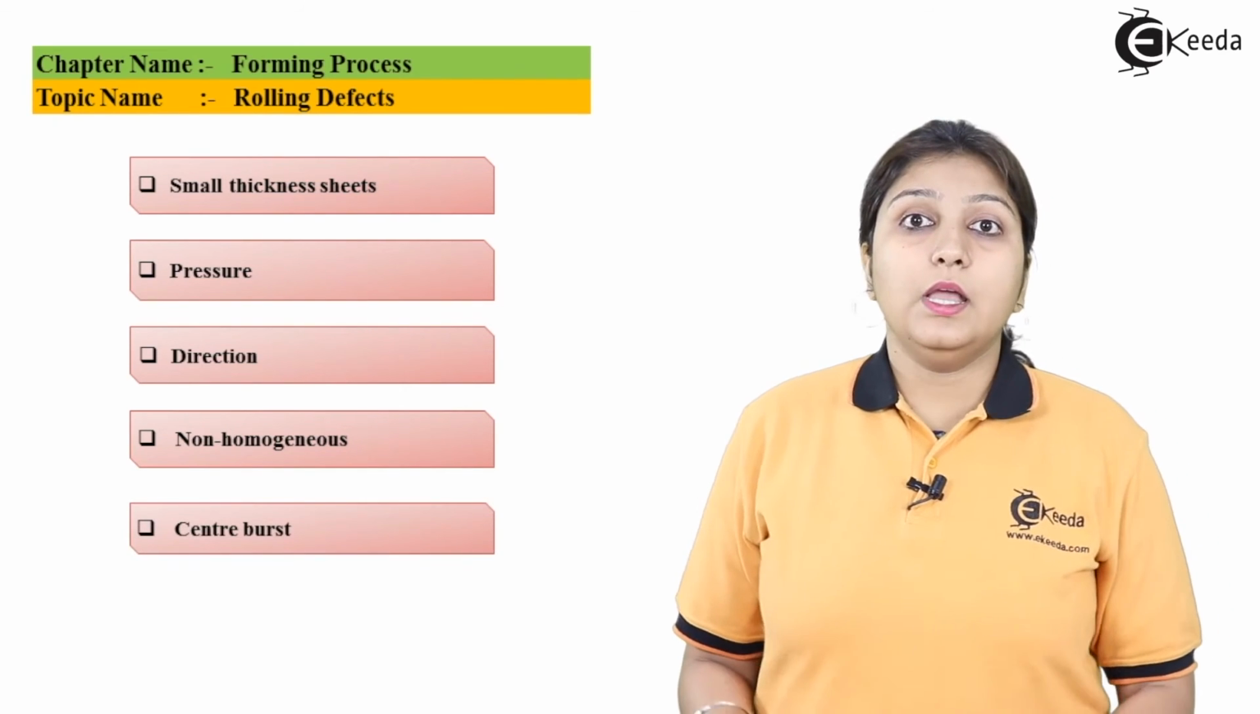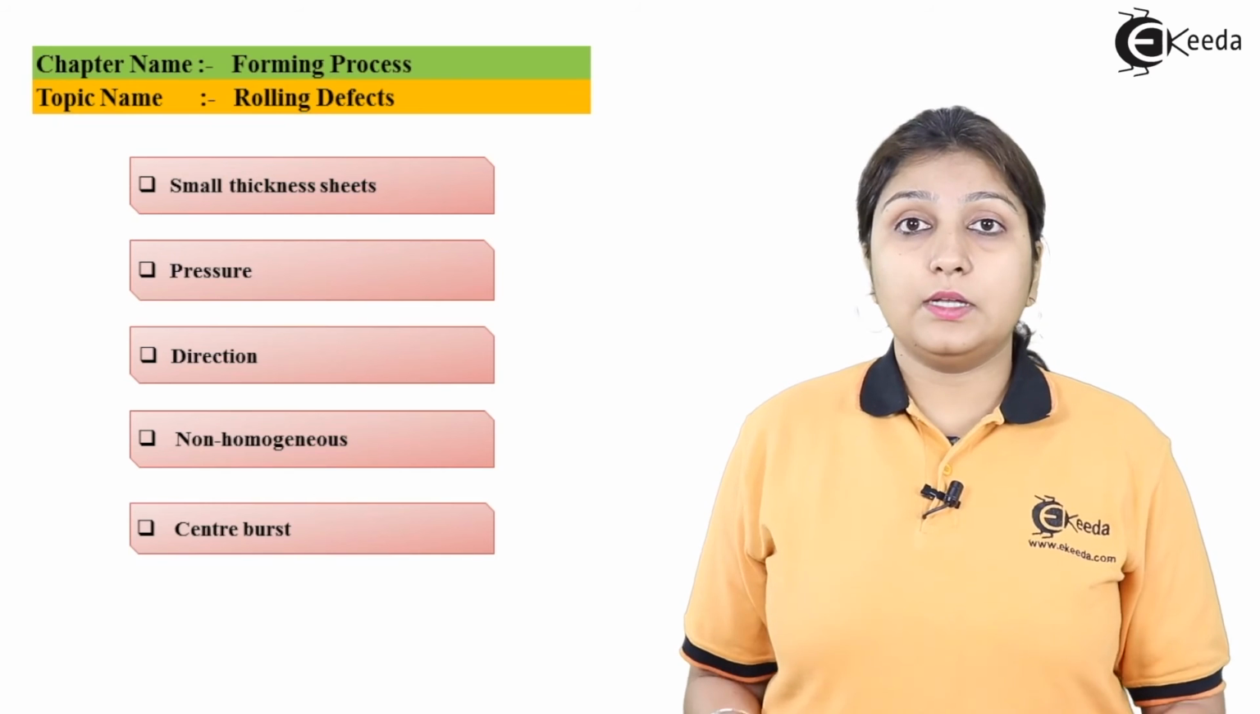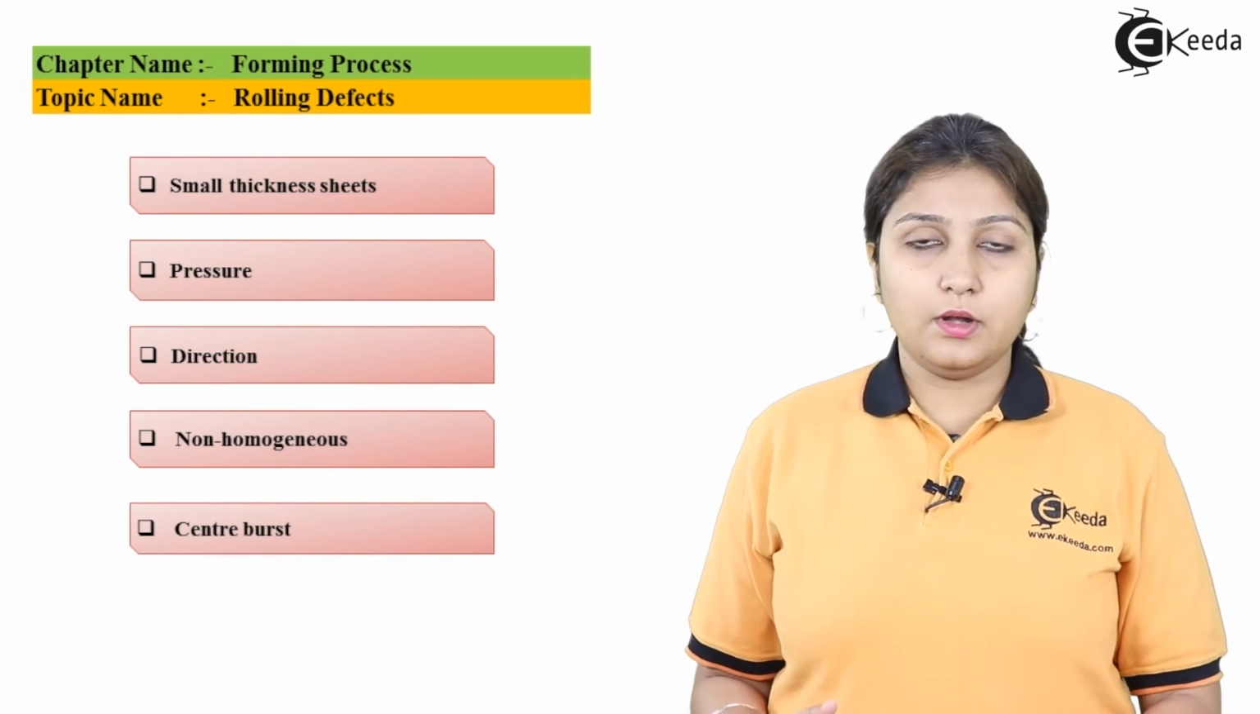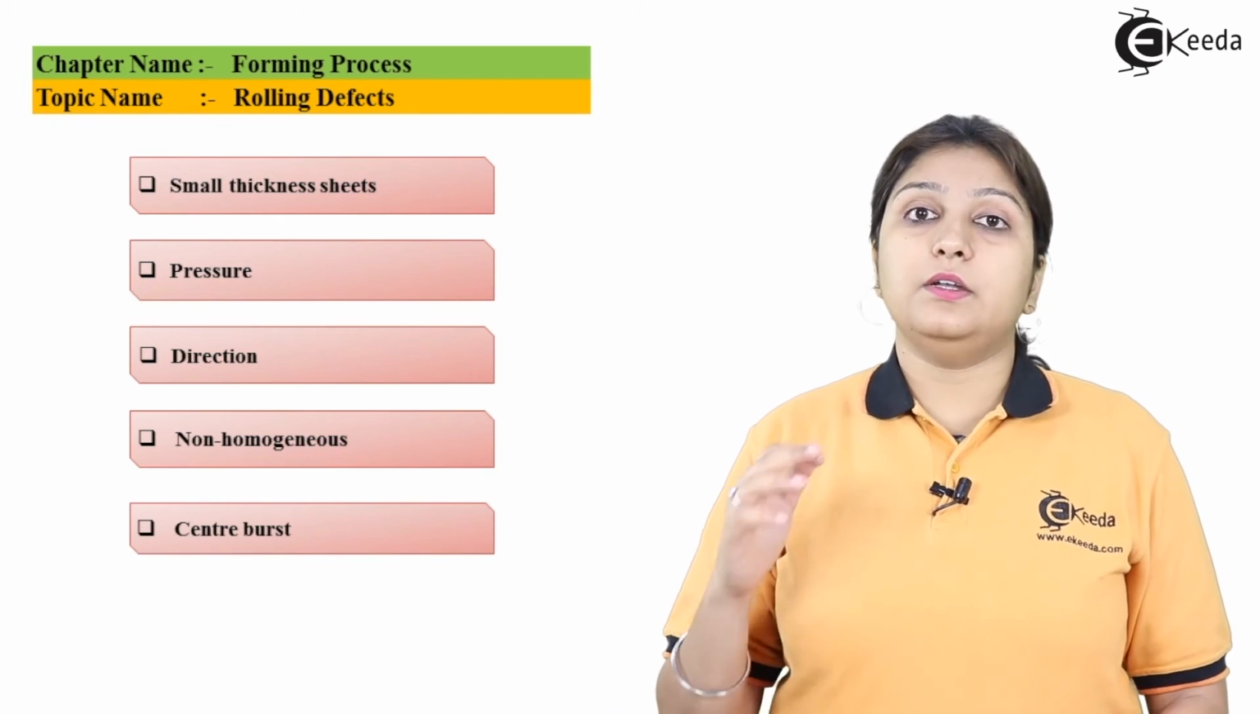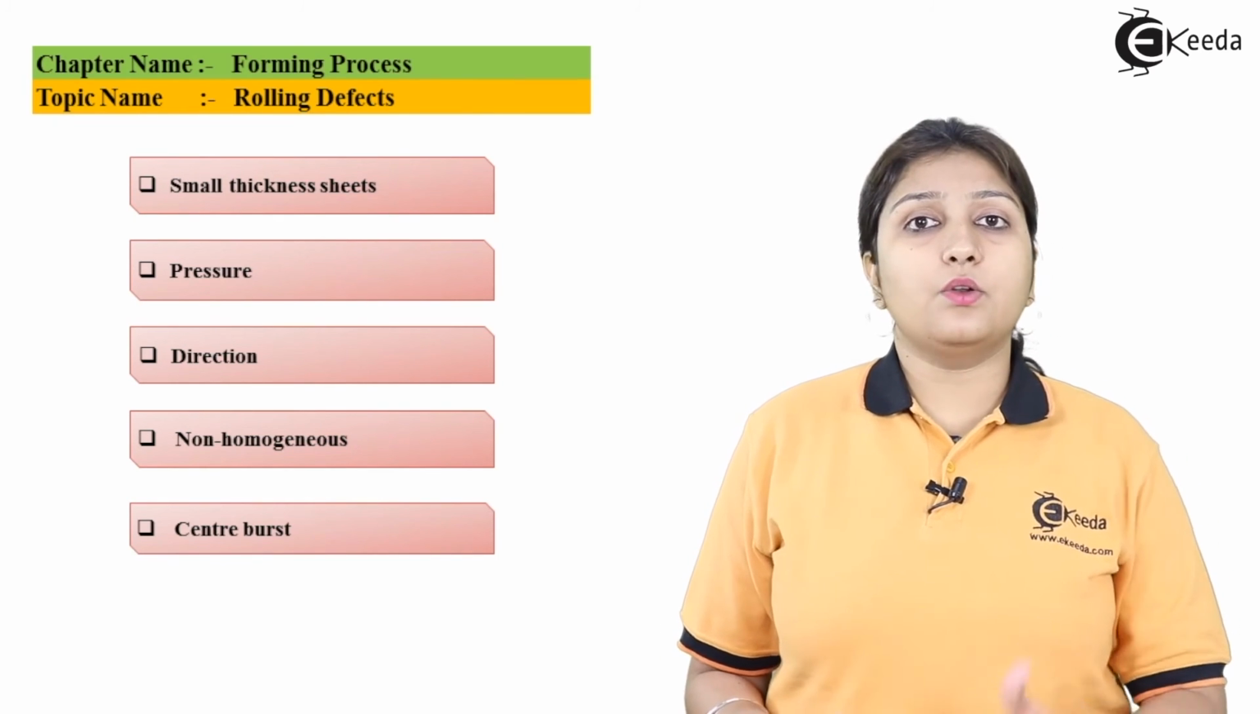So during rolling, compressive deformation occurs at the center, due to which center burst occurs, but it is also a void making process and it creates a defect. So these are some general rolling defects.